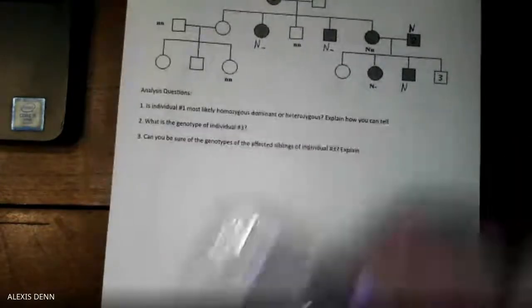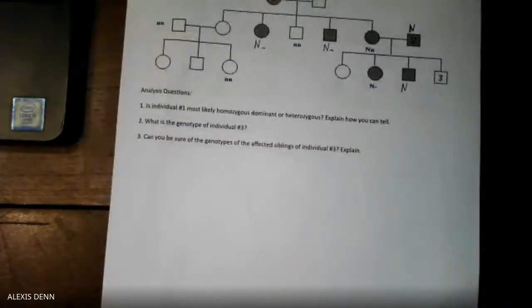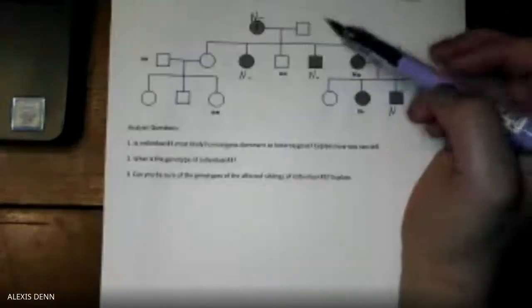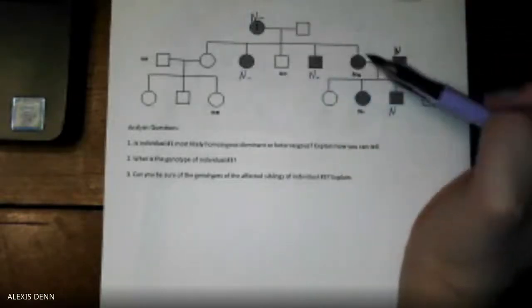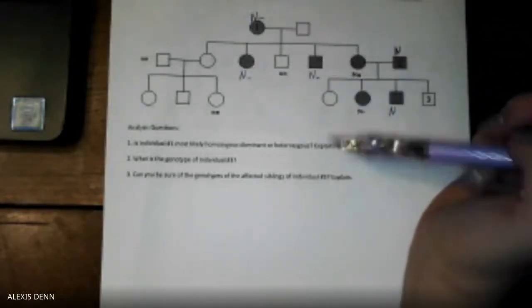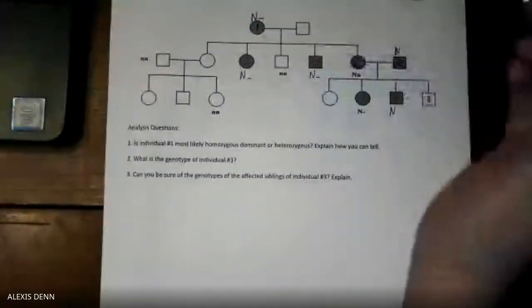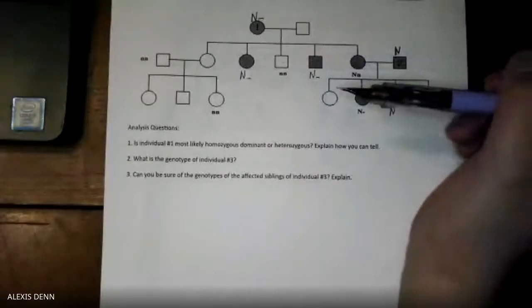So we have to answer these 3 questions. Is individual number 1 most likely homozygous dominant or heterozygous? Explain how you can tell. So in this cross, person 1 is affected, but their spouse is not. They have 1, 2, 3, 4, 5 children. Out of those 5 children, 3 of them are affected by this dominant trait.